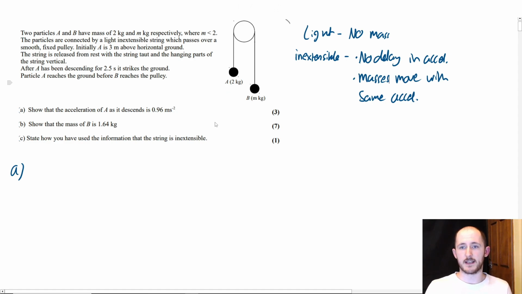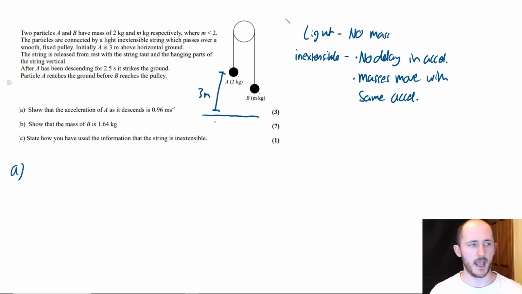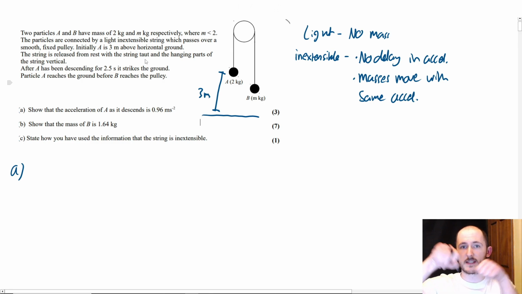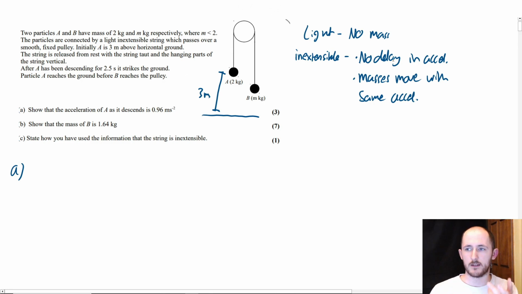Okay, the first thing it says is that A is initially 3 meters above the ground. So we can do this. We say that this height here is 3 meters, where this is the actual floor. And the string is released from rest with the string taut. Taut just means there's no slack in it. So again, this just means that we're going to have instantaneous acceleration. And the hanging parts of the string are vertical.